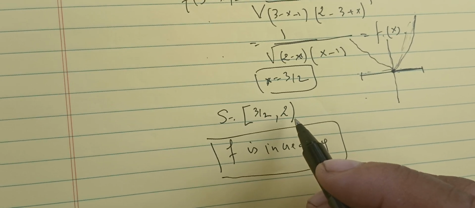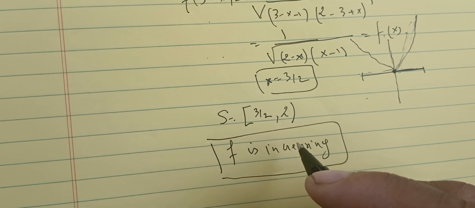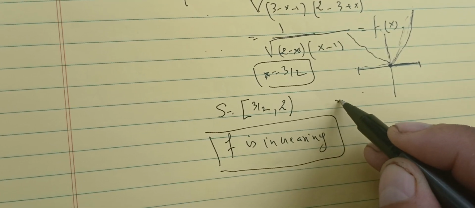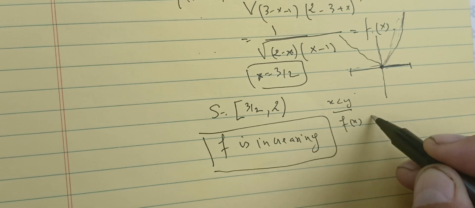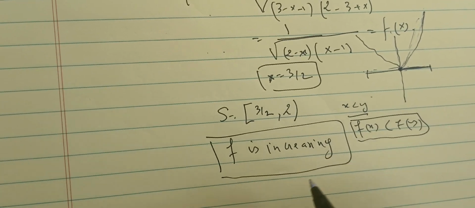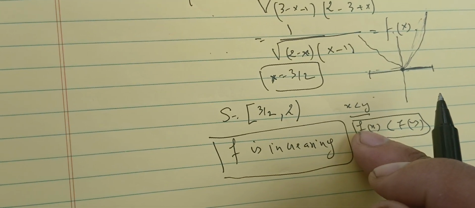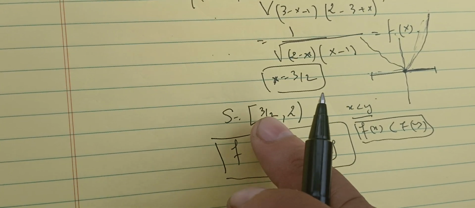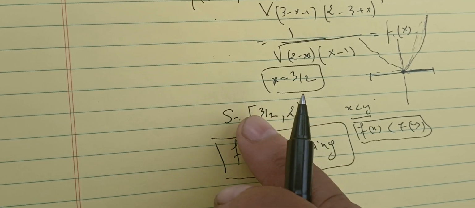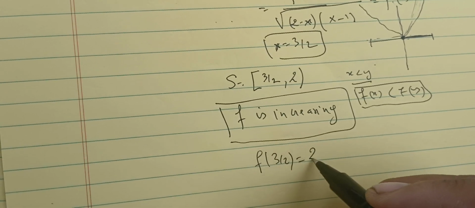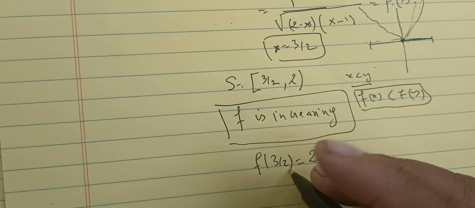We can prove it either using the derivative or just taking any two elements on this interval such that x is less than y and proving that f of x is less than f of y. The derivative is easier. So f is increasing. Now, if it is increasing, then f of 3 over 2, if we compute that, is 2. And we get closer and closer to 2 from the left.